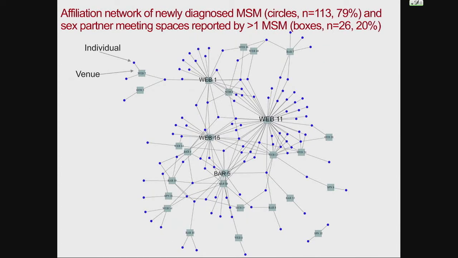Then what we did next was take just those sex partner meeting spaces reported by more than one MSM. So this is an affiliation network of newly diagnosed MSM representing 113, or 79%, of the total. These included 26 sex partner meeting places, or 20% of the total. So you already start seeing that we're getting quite centralized, focused on many fewer venues or spaces. And again, these are the individuals and these are the venues.